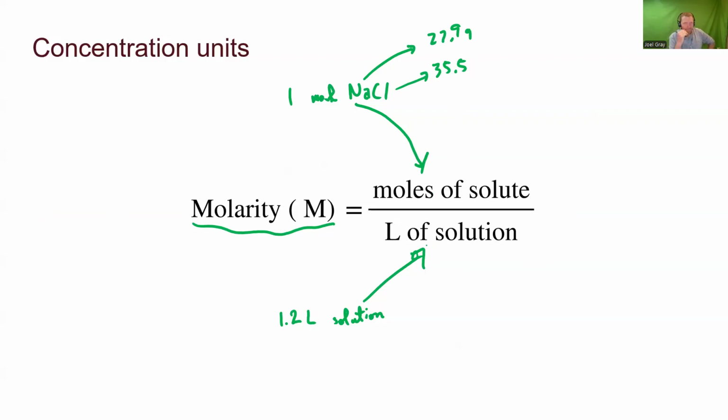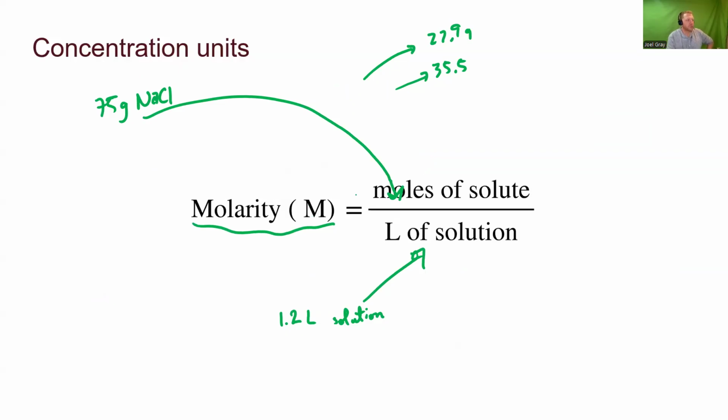Now, chemists don't really think about things in terms of moles, though, or in terms of grams. So, whenever you're given something like 75 grams of NaCl, that's your table salt, dissolved in 1.2 liters of solution, what do you have to do in order to figure out the molarity of that solution? You're absolutely right.